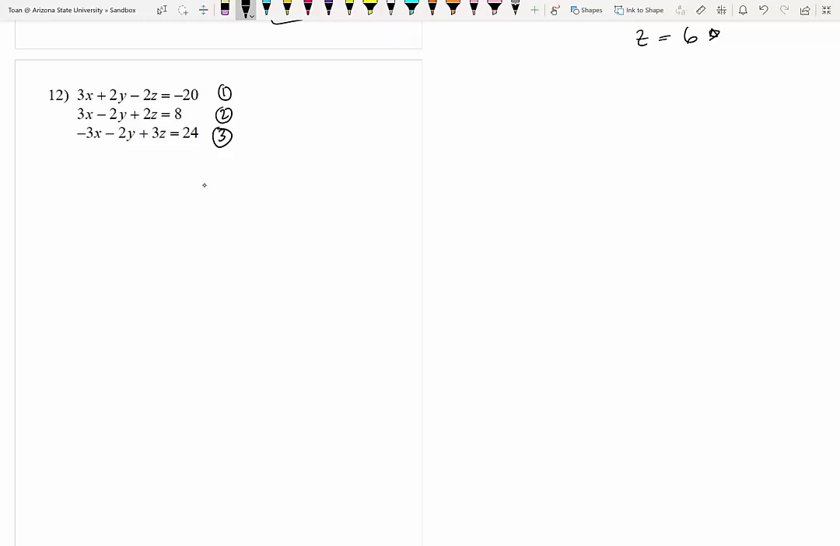Why not? So I'll pick equation 1, 3x plus 2y minus 2z equals negative 20, and equation 2, 3x minus 2y plus 2z equals 8. And then eliminate one variable. Now in this case, I don't have to do anything fancy. The y's and z's are already set up to eliminate.